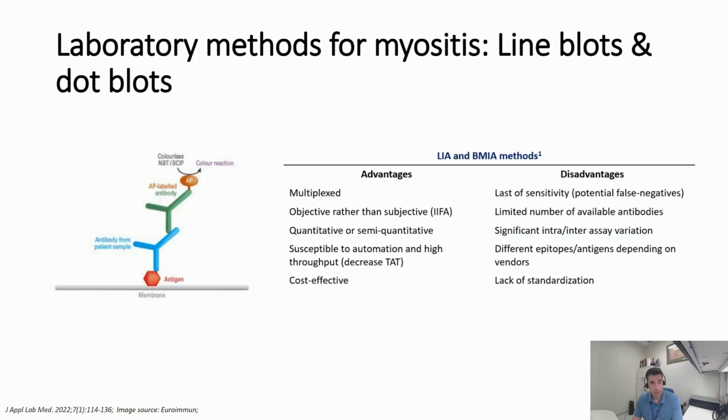one run. The disadvantage of these methods is that there is a lack of sensitivity, so there can be false negatives. There's a limited number of available antibodies. There can be significant intra- and inter-assay variations. There are different antigens depending on the vendors, so the results may not necessarily be comparable between one vendor and another. And generally there is a lack of standardization.